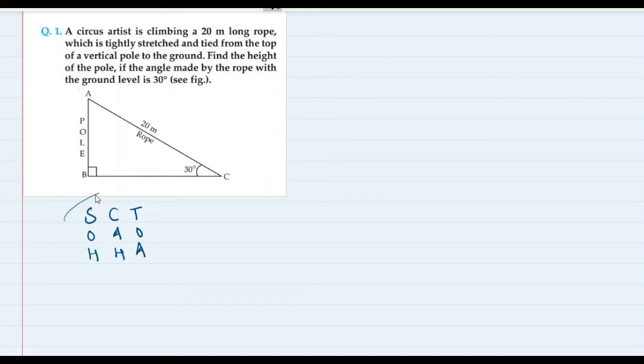Okay, so we are going to use one of these three ratios in each and every question. There is nothing apart from these ratios in any of the questions. So let's start. Let's begin.